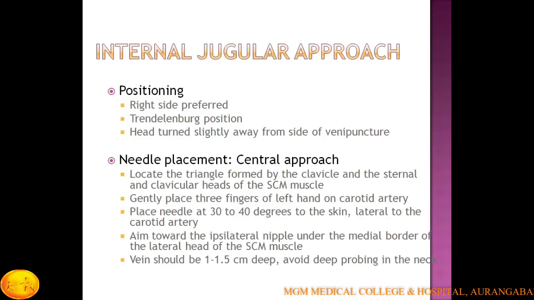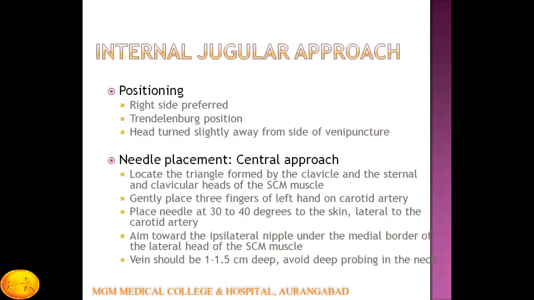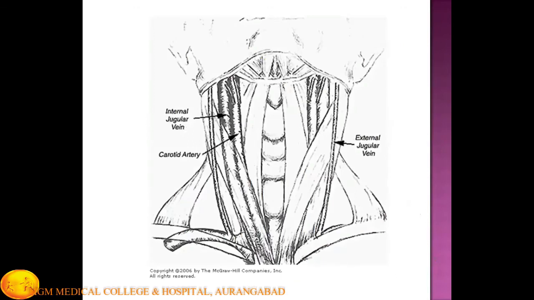After locating, you have to, of course, take all effective precautions, clean and dress the body part, and locate the vein. There are three approaches you can use: central, medial, or posterior. So this is the anatomy. See, in this picture, you can clearly see the internal jugular vein is lateral and the carotid artery is immediately medial to the vein. It is in the carotid sheath, isn't it?